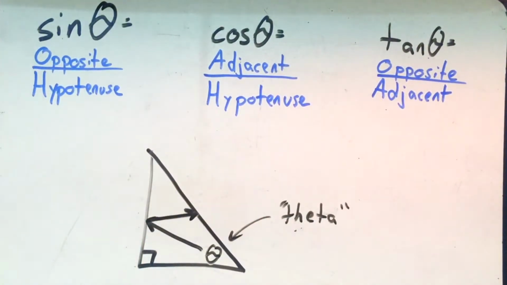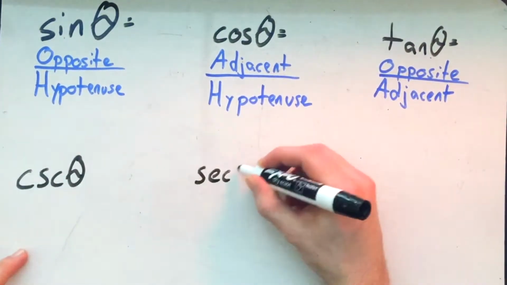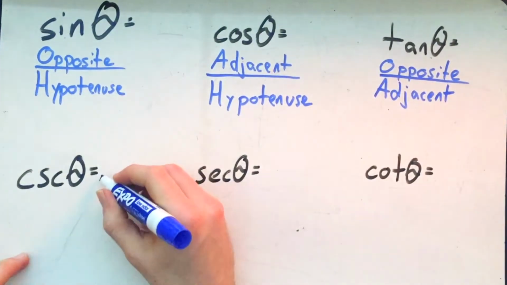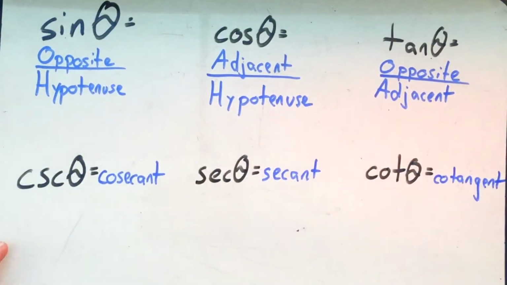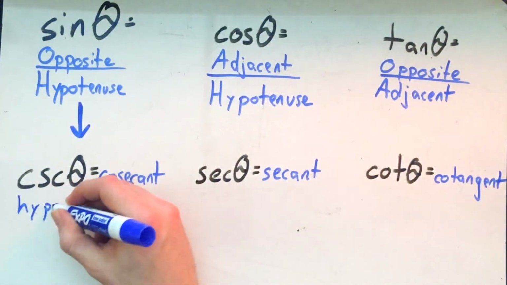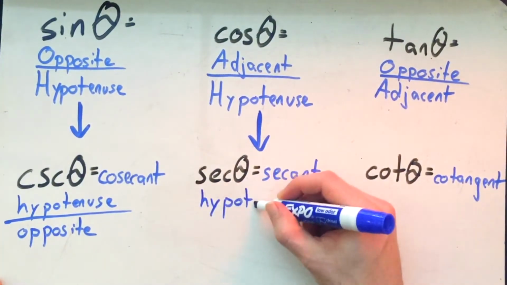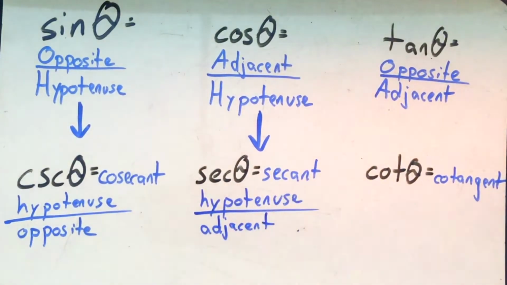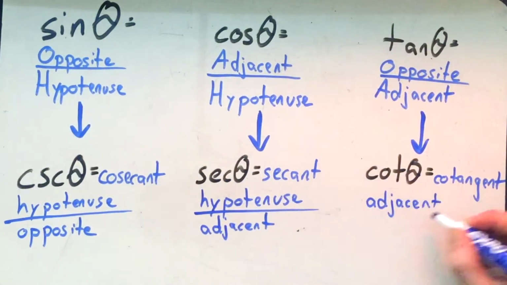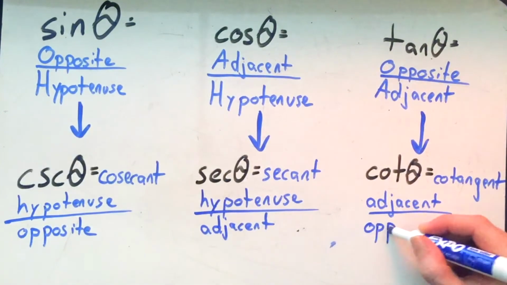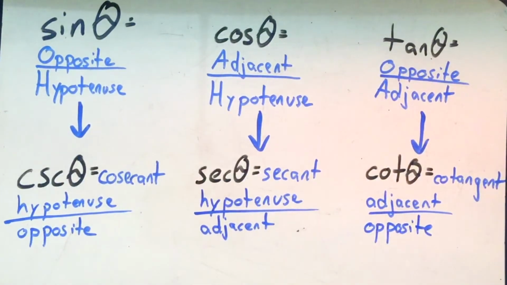order. But there's also three more reciprocal trig functions, cosecant, secant, and cotangent. And these are the reciprocals of the ones from above. So cosecant is the reciprocal of sine, so that one would be hypotenuse over opposite. Secant is the reciprocal of cosine, so that would be hypotenuse over adjacent. And cotangent is the reciprocal of tangent, so that would be adjacent over opposite. All right, so let's put that idea on hold for a second.